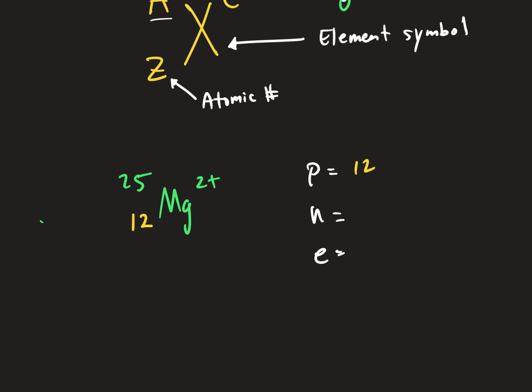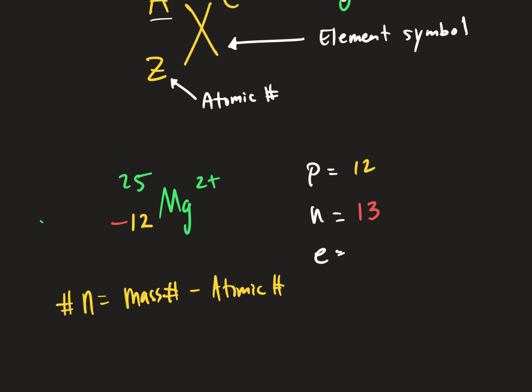How many neutrons? Do we know the equation for number of neutrons? Number of neutrons equals mass number minus atomic number. If you want to remember that, you can. Or we could just subtract the bottom number from the top number on this symbol. 25 minus 12, because this is the mass number. This is the atomic number. Good? And what do we get? 13. Are you with me?